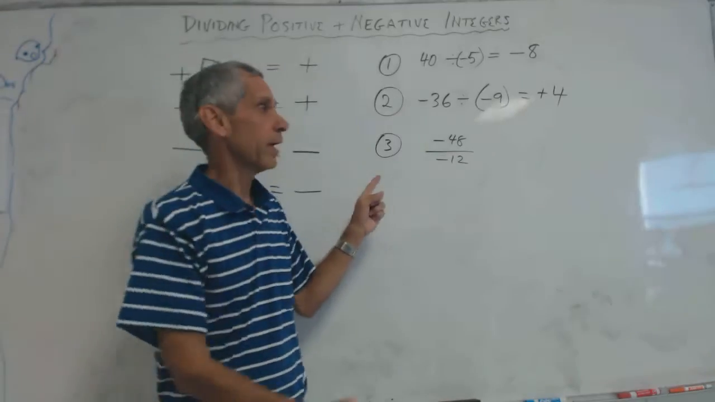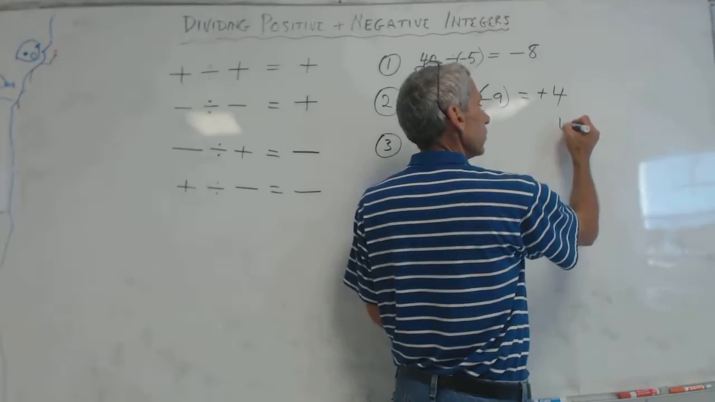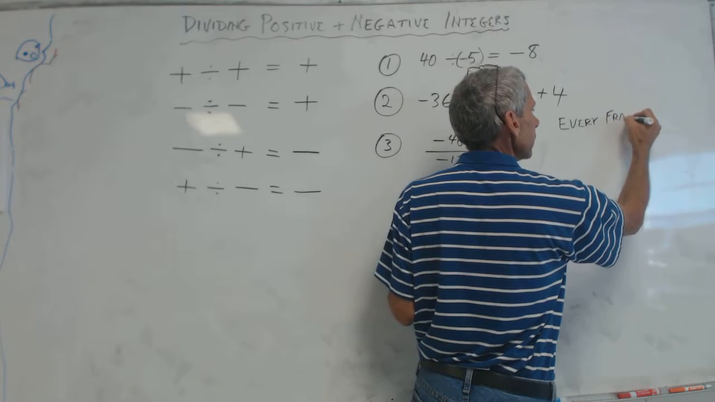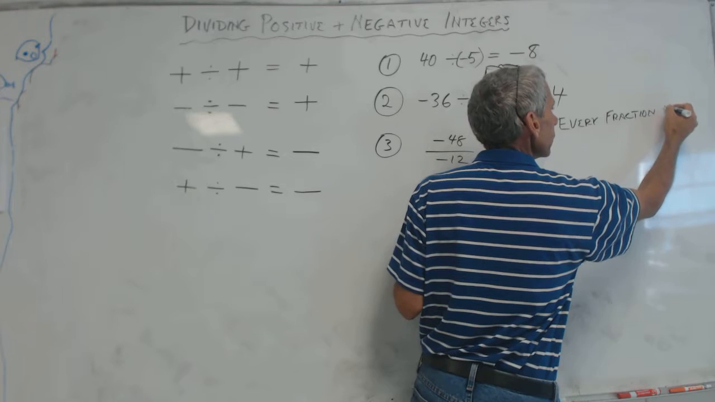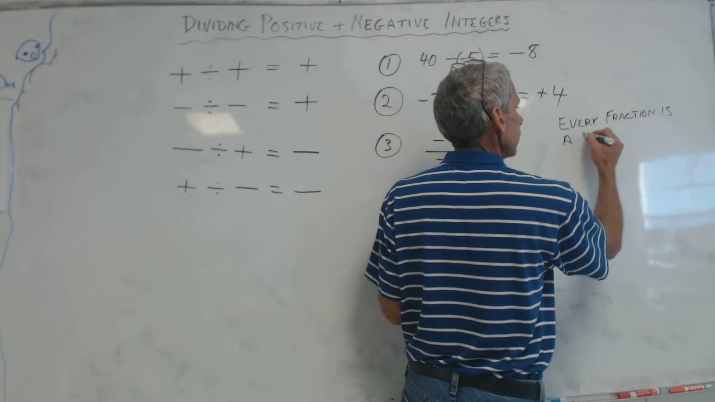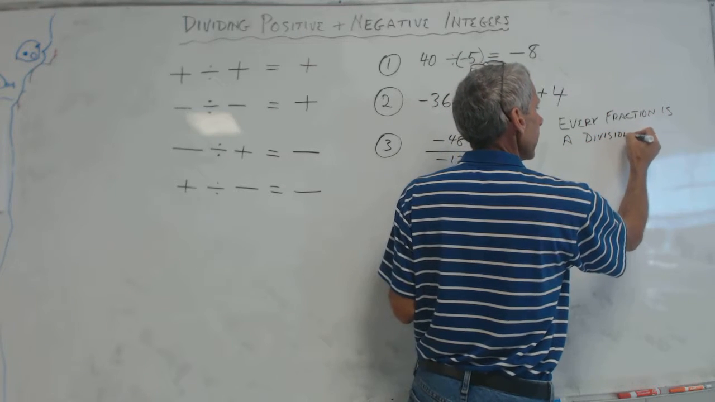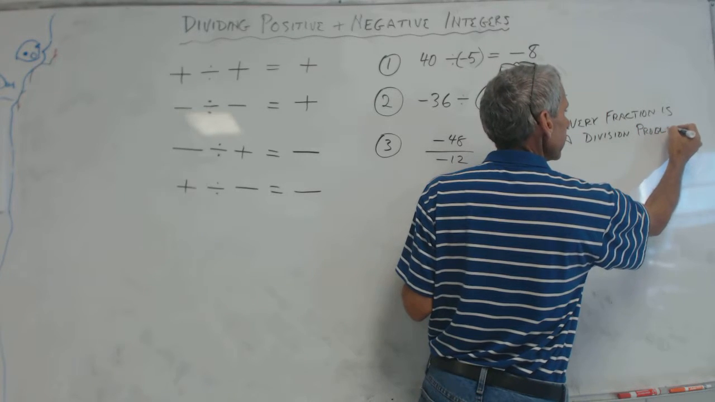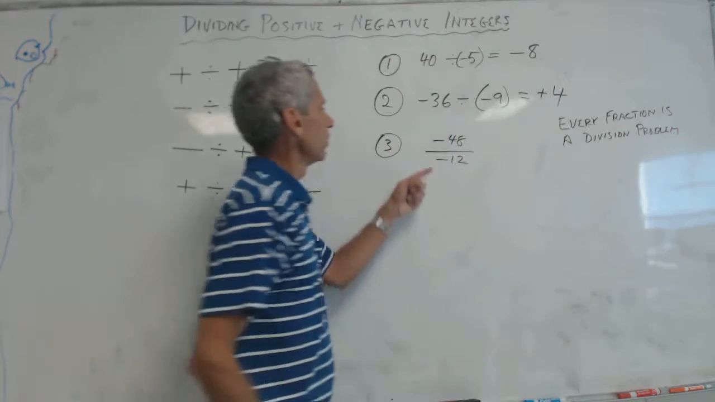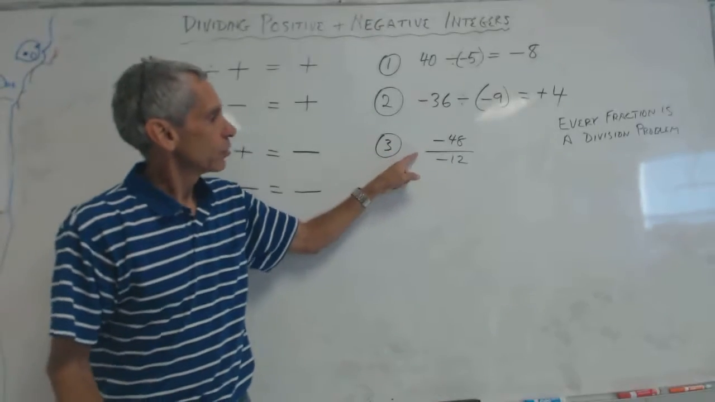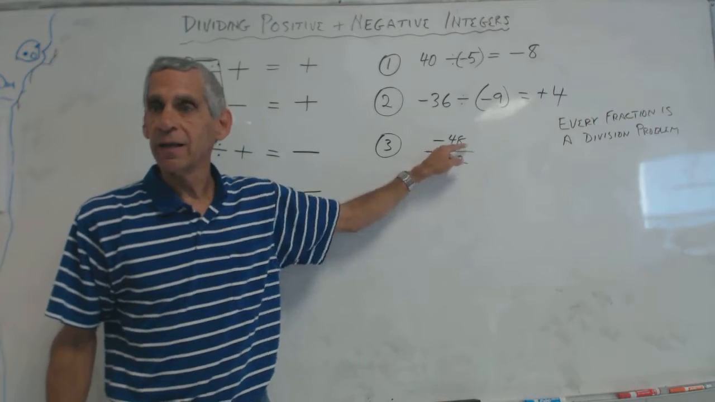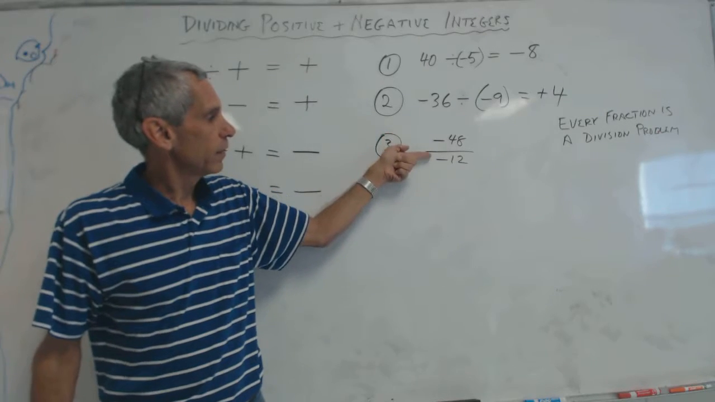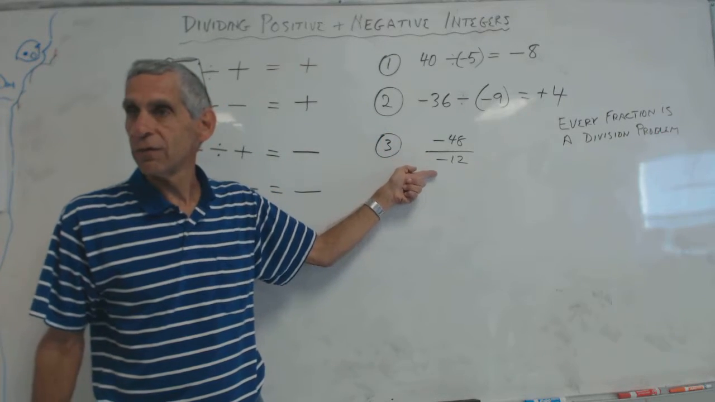Every fraction, if you don't know that, it's worth writing down. Every fraction is a division problem. And it's the numerator divided by the denominator, right? Top divided by the bottom. So this fraction line, you can just use the word divided by. So negative 48 divided by negative 12.